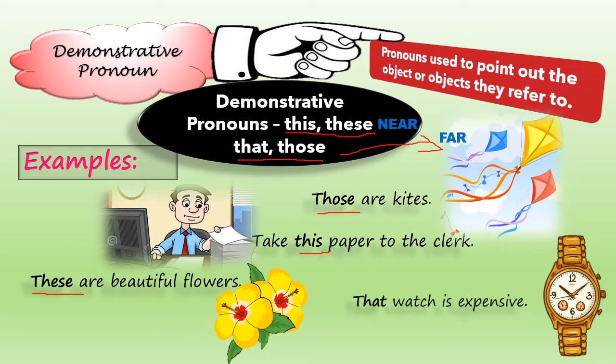Now let's see what our next example is. That watch is expensive. That watch is expensive. That means this watch must be at a distance from us. Is it clear? This watch must be at a distance or far away from us. That is why we are pointing out that that watch is expensive, that watch is costly.